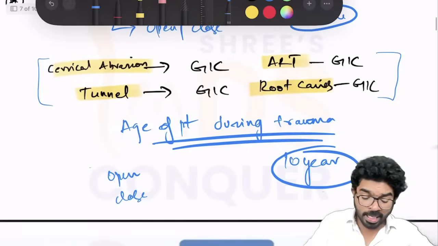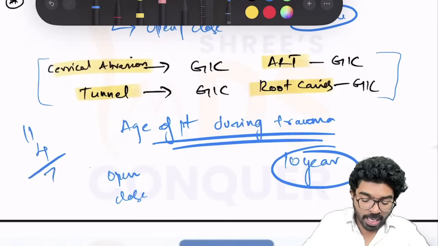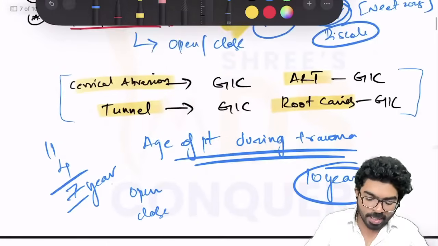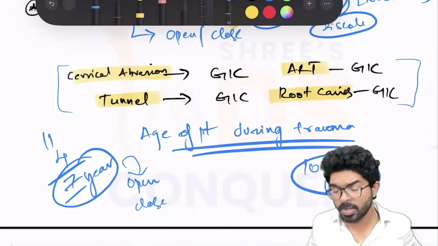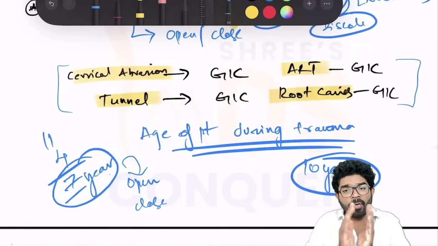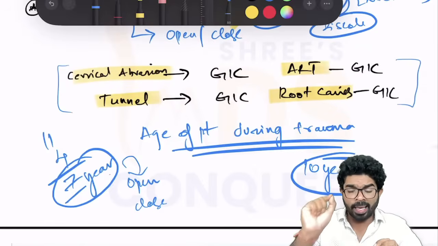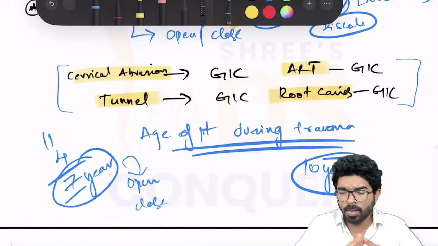So the age of the patient is 11, but the trauma happened 4 years back. So the age of the patient during trauma is 7 years. At 7 years, your answer is open apex. The most important thing to note, whenever you have an open apex or a closed apex, is that the age of the patient during trauma indirectly tells you whether it's an open apex or closed apex.